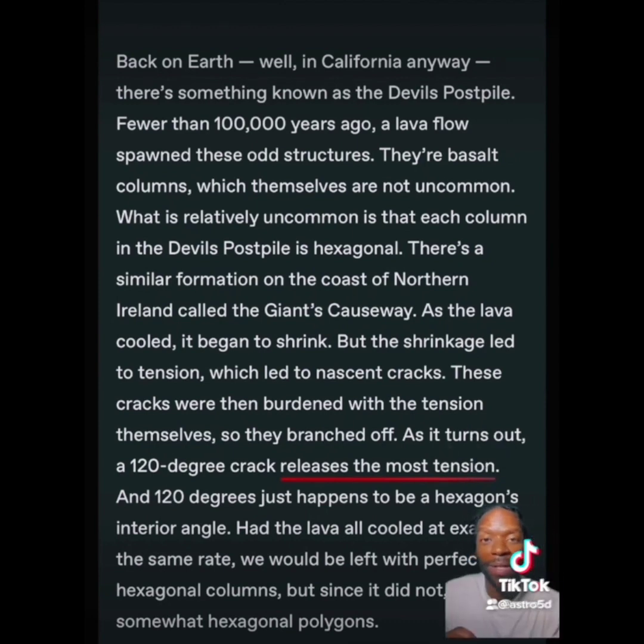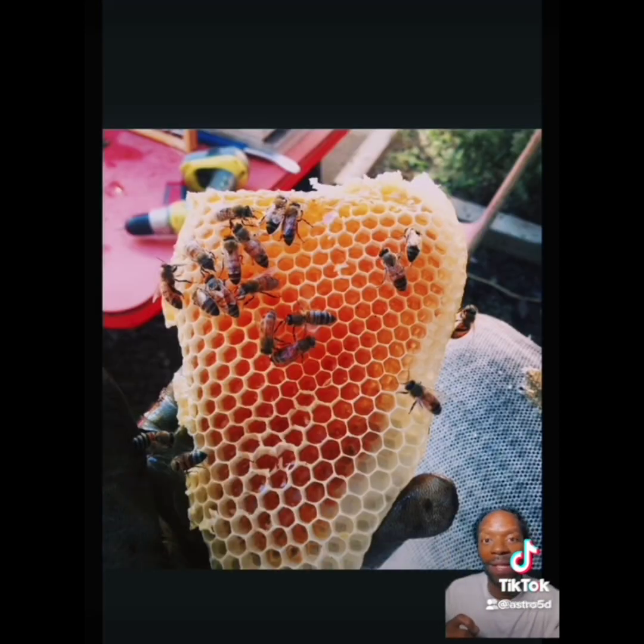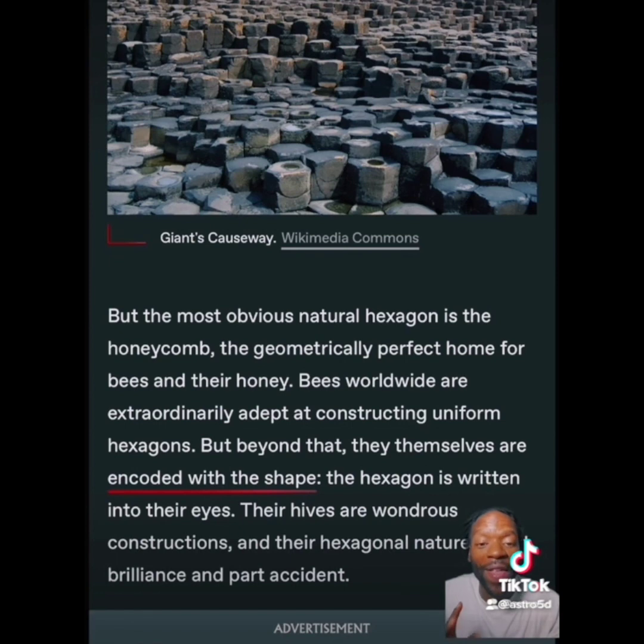That's no coincidence, people. But the most obvious natural hexagon is the honeycomb, the geometrically perfect home for bees and their honey. Here's an example of those hexagons. Bees are encoded with the hexagon shape. The shape is written into their eyes. Not only the hives, but the eyes.